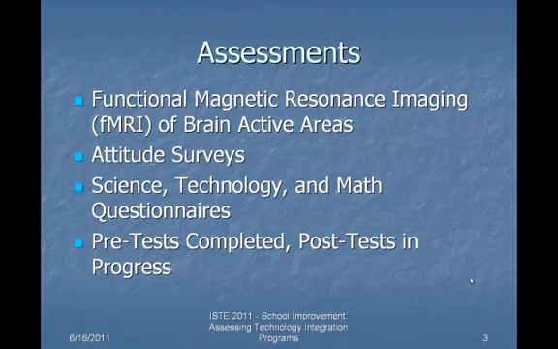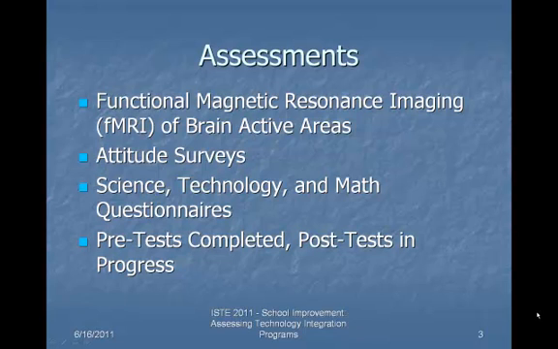To assess the knowledge gained in these procedures, we have used several different methods. In addition to the attitude surveys and the questionnaires that involve science, technology, and math content, we have also used an innovative approach called functional magnetic resonance imaging, or fMRI for short, which basically indicates the active regions in the brain. It should be noted that these active areas are indicated by the level of blood flow in the region of the brain, but more specifically with the intensity of this blood flow.